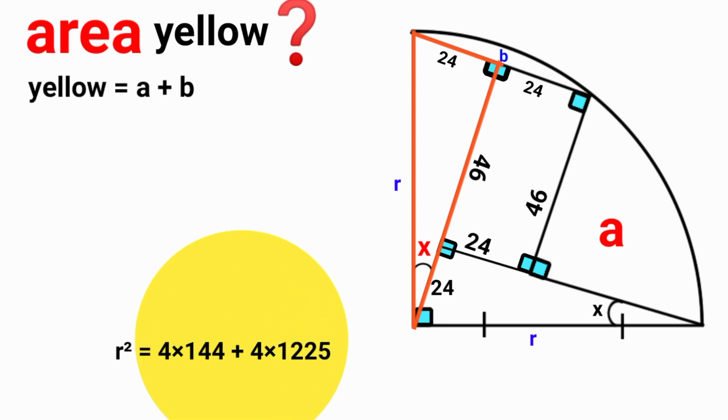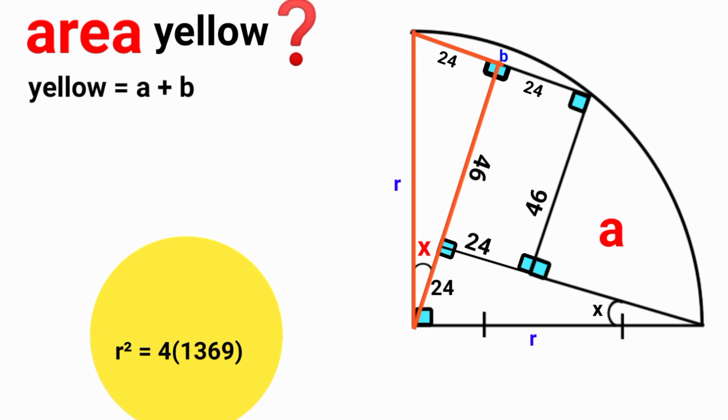From 4 times 144 plus 4 times 1225, we can factor out 4. So it is 4 open bracket 144 plus 1225. 144 plus 1225 is 1369. So r squared equal to 1369.